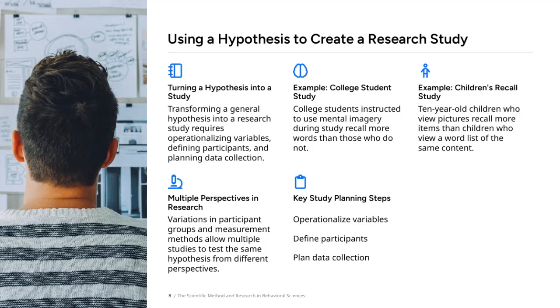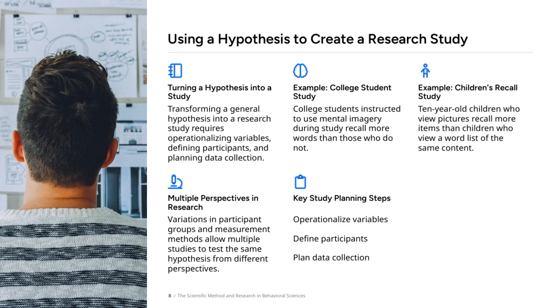When turning a hypothesis into a research study, we need to be clear about what exactly we're measuring and how. This means operationalizing the variables so that abstract ideas become concrete and measurable. We also have to define who our participants will be and carefully plan how we will collect the data.